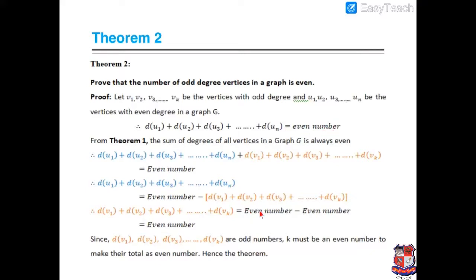Therefore even number minus even number is again even number, and since degree of V1, degree of V2 and up to degree of Vk are odd numbers, because we have assumed that they are vertices with odd degree, that means that k must be an even number to make their total as even number, and hence the theorem is proved.